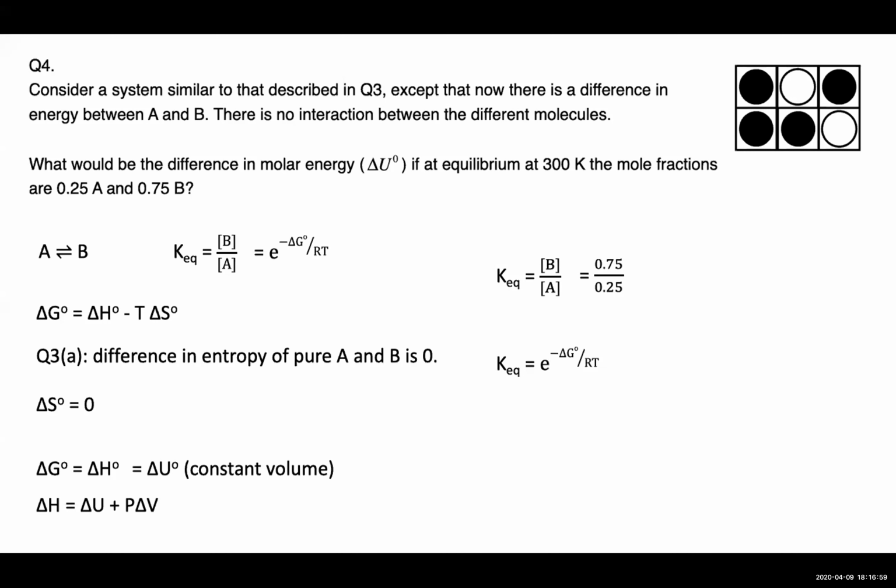Then we can use that to solve for delta U, because we know that delta U equals delta G in this situation. If you take the natural log of both the equilibrium constant and the right-hand side of the equation, we get that the natural log of the equilibrium constant is equal to negative delta U over RT, and you can rearrange it to get an expression to solve for delta U. We're given that the temperature is 300 Kelvin, and we're asked to calculate the molar energy, so you can use 2.5 kilojoules per mole for your RT term.